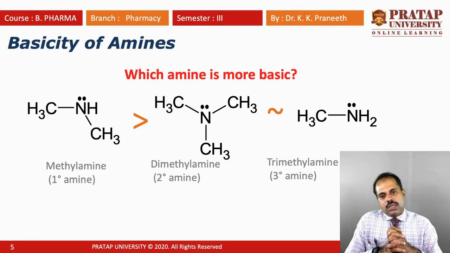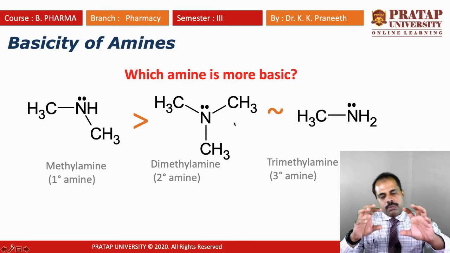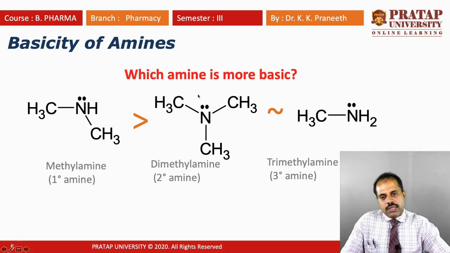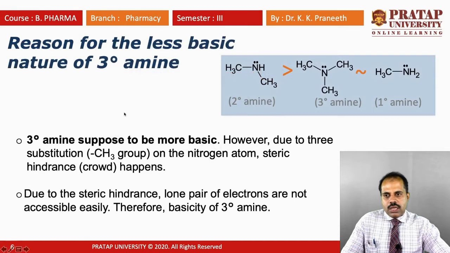So, why is this happening in reality? This is supposed to be the more basic, right, because it is having 3 CH3 groups, and according to the assumption that these 3 CH3 groups are providing electrons, so this lone pair of electrons can be donated easily. However, that is not the real case. In the real case, the secondary amine is more basic than the tertiary, and the basicity of tertiary and the primary is almost the same. That's why this is written. So why is the secondary amine more basic, and why is the tertiary amine less basic?